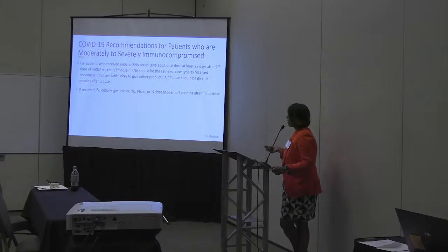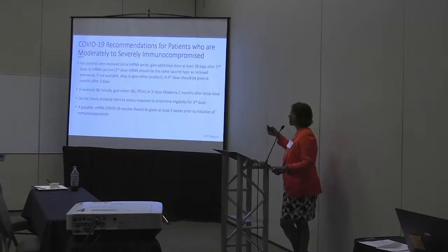And so these are recommendations, but I kind of already went over that. So don't check antibody titers is my main go-to here, main point here. And then if possible, give the vaccines at least 2 weeks prior to immunosuppression. It's not always possible, particularly if someone's getting rituximab. Think about the timing of the rituximab and the vaccine dose, if you could time it optimally before they get their rituximab.